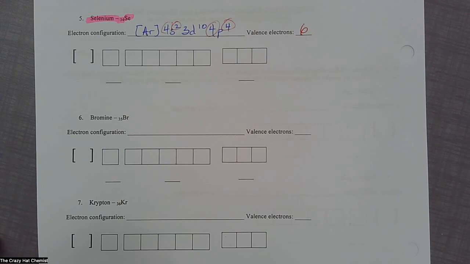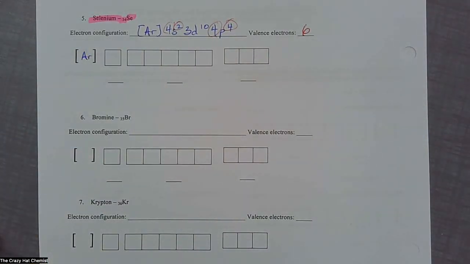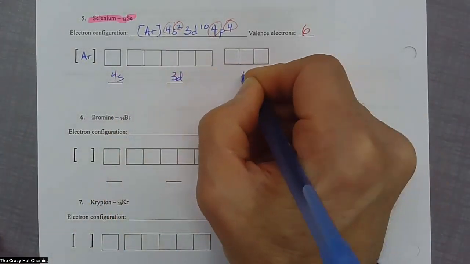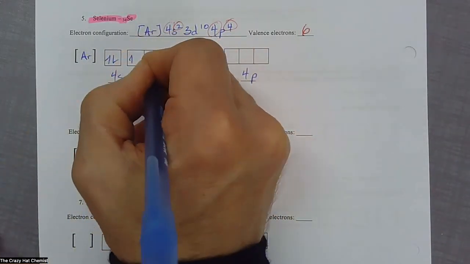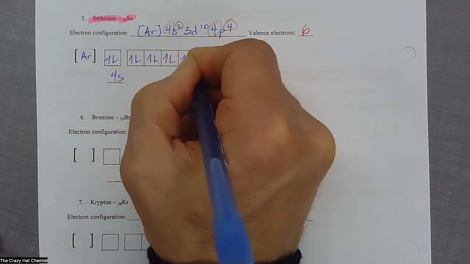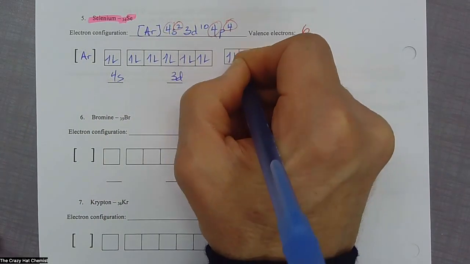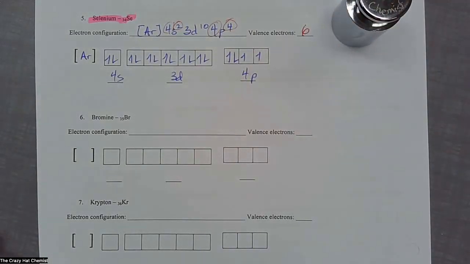We're going to write our orbital box diagram of the same element. That is argon in brackets, that's our noble gas. This is a 4s, this is a 3d, this is a 4p. And we have an up, we have a down. We have 1, 2, 3, 4, 5, 6, 7, 8, 9, and finally 10. And then we have 1, 2, 3, and finally 4. Perfect. That's selenium. All right, let's see now if we can do our next element here.